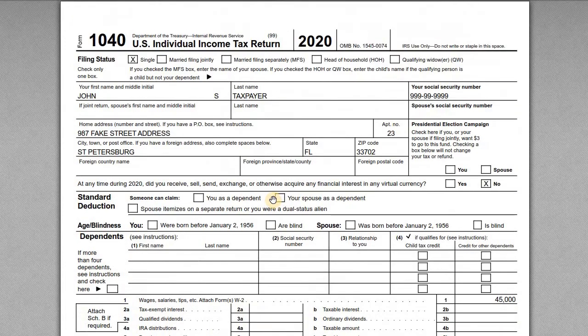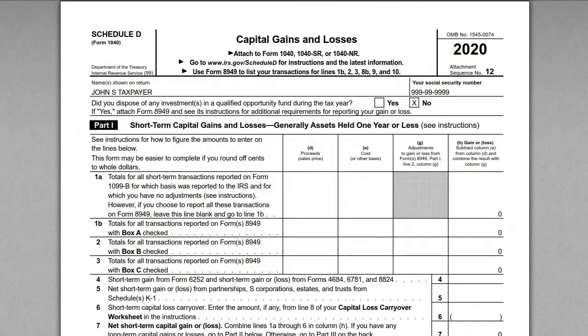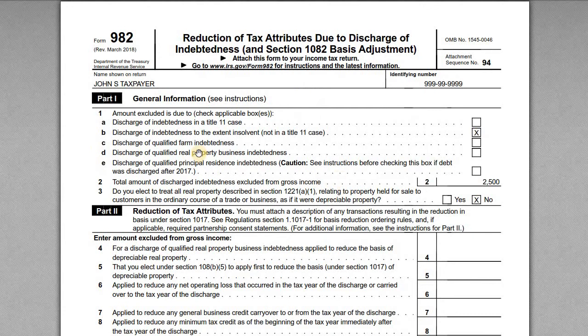But of course, like everything else, there's exceptions to the rules, right? So what are some of these exceptions that we find on Form 982? Well, there's a couple here in Part 1. The one I want to focus on is a discharge of indebtedness to the extent you as a taxpayer are insolvent. So box 1B, what does that mean?